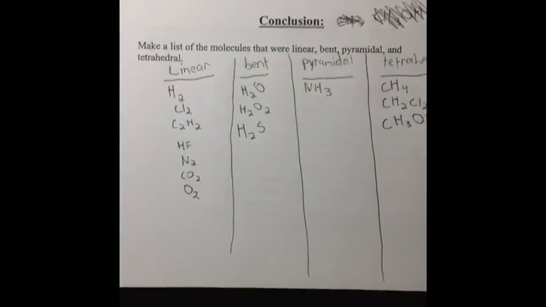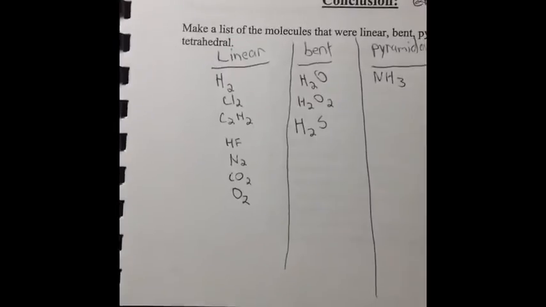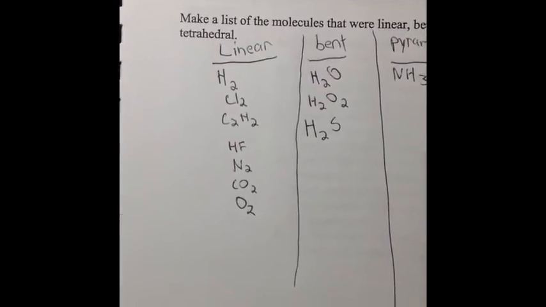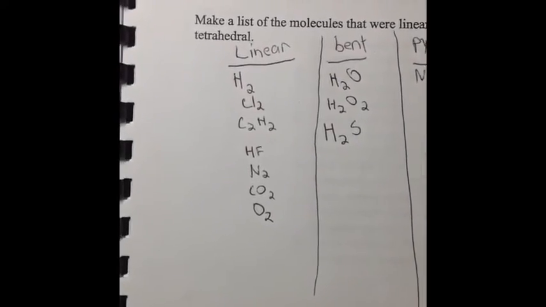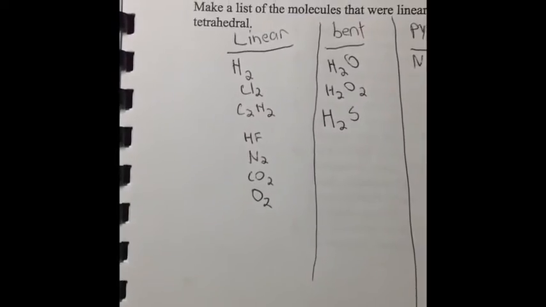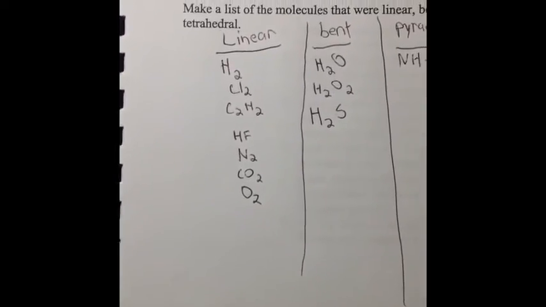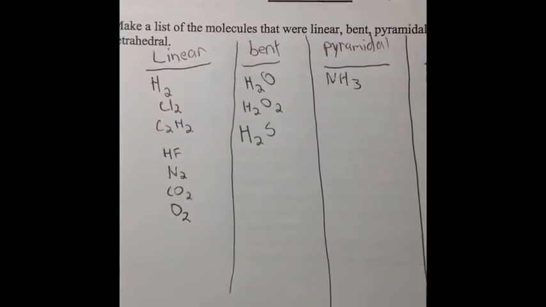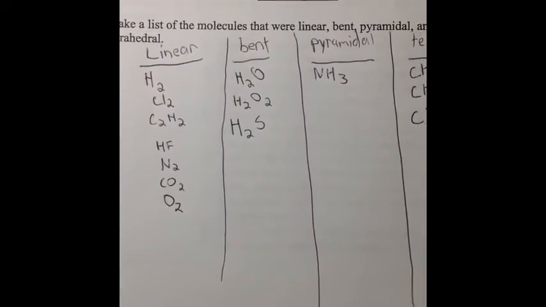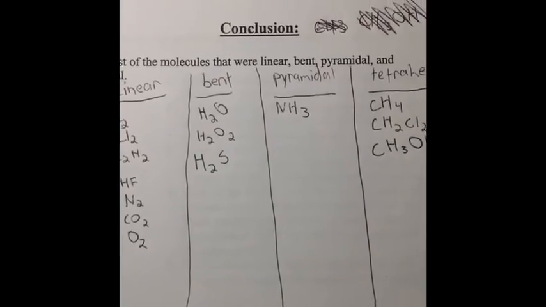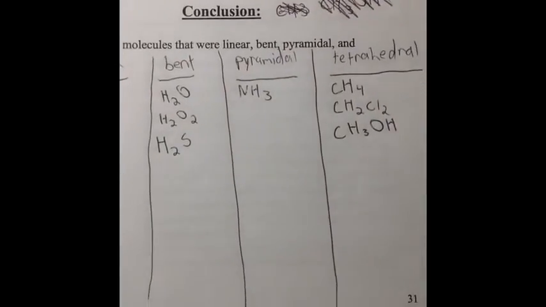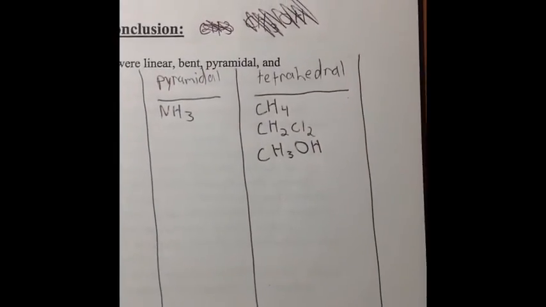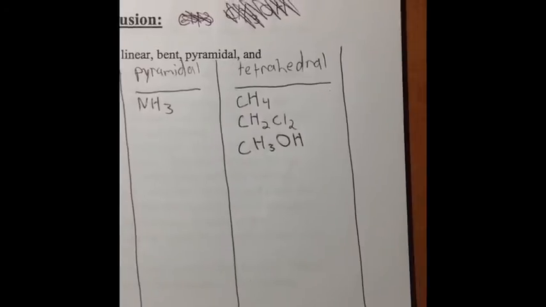For all the molecules that we tested, the ones that were linear were H2, Cl2, C2H2, HF, N2, CO2, and O2. The molecules that were bent were H2O, H2O2, and H2S. The only one that had a pyramidal shape was NH3. The tetrahedral molecules were CH4, CH2Cl2, and CH3OH.